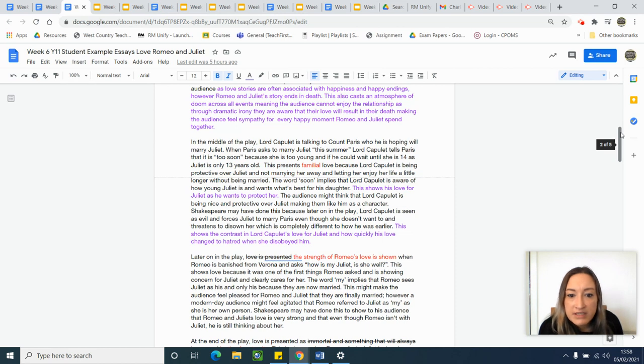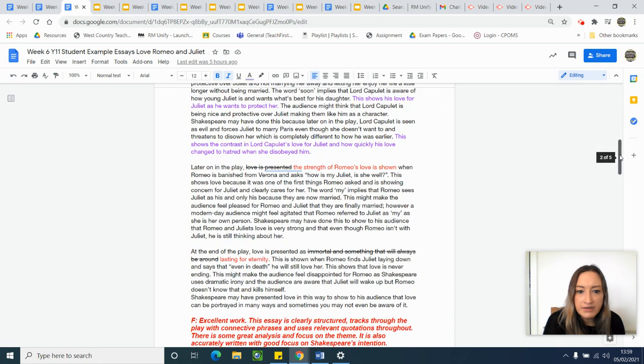But then we've got this presents, and what the student actually wrote originally was this presents love because Lord Capulet is being protective over Juliet. This presents or explores familial love. Be precise about what type of love you're talking about. Familial love is family love, not romantic love, okay?